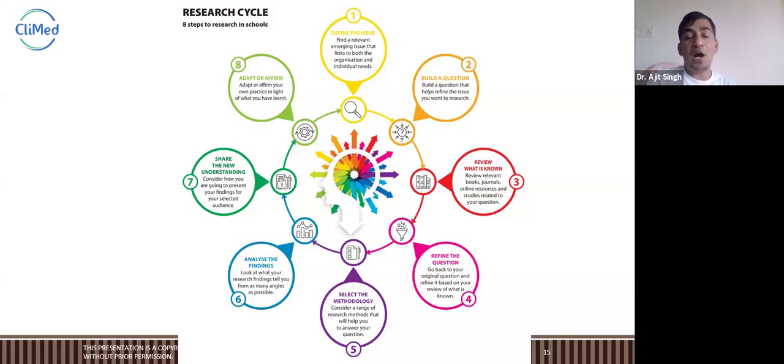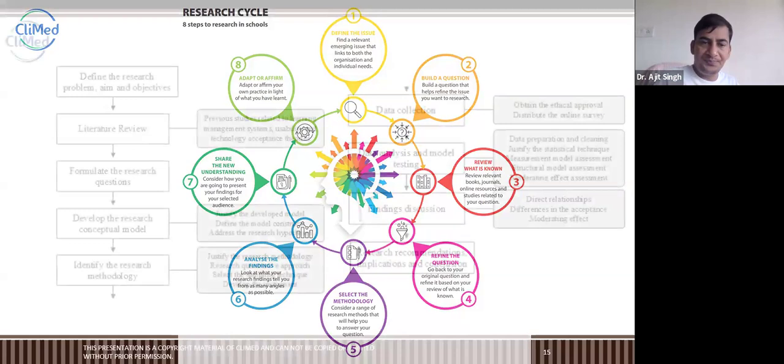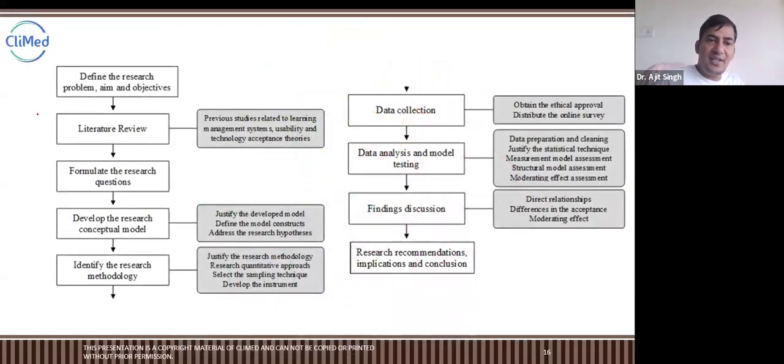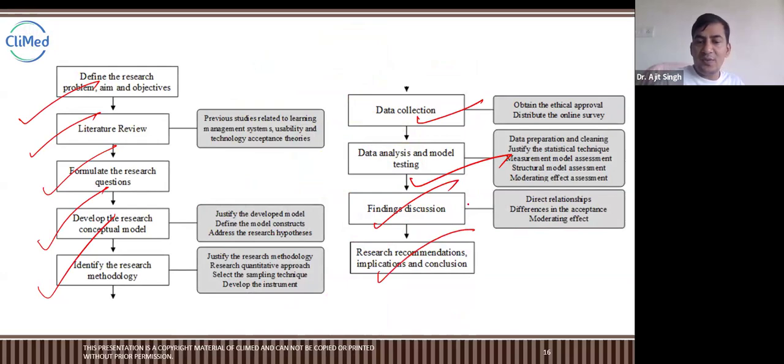Okay, so that's how industry clinical trials are conducted, right? So this research cycle is an outline. You should understand what exactly and how exactly it works. You will definitely get all these things in the clinical research courses. So see here, the same thing: defining the problem, literature review, formulating the question, developing the conceptual framework, research methodology, data collection, analysis, findings and discussion, research publication.